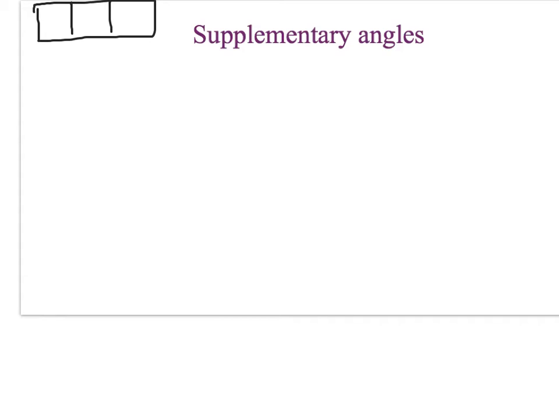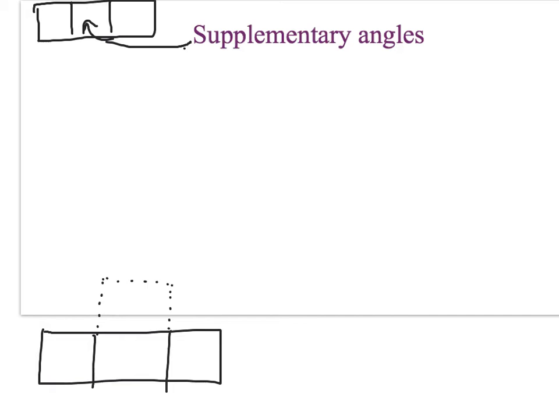Alright, so moving on to supplementary angles. Go ahead, press pause, and write supplementary angles on the outside of your second tab. Now go ahead and open up that second tab of your foldable.